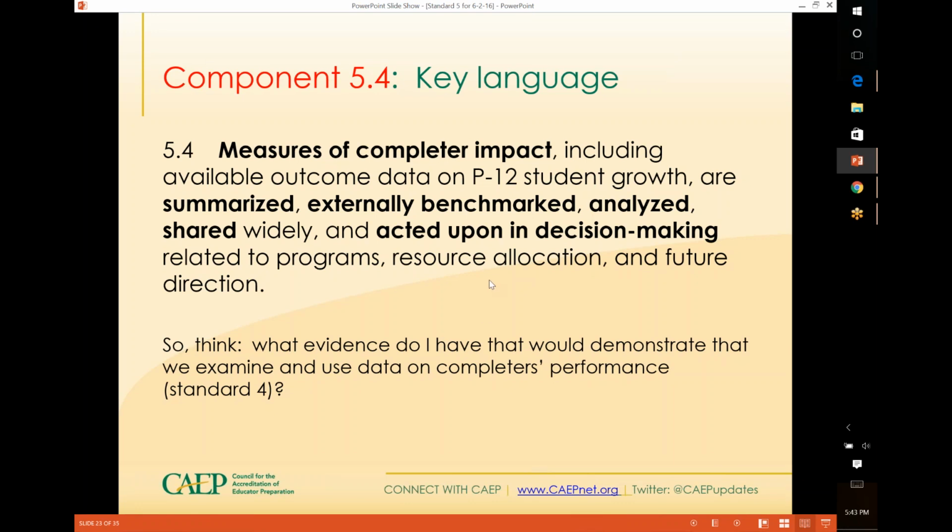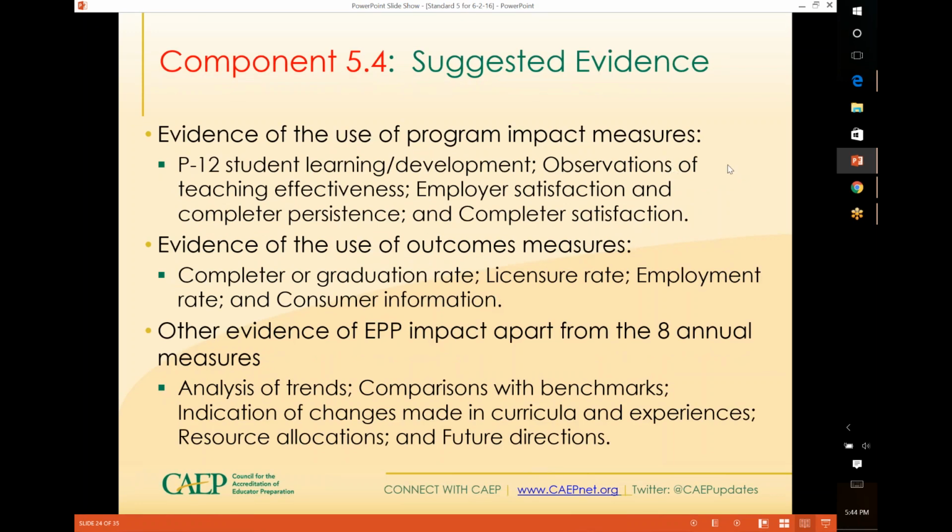So what evidence do you have that would demonstrate that you examine and use data on completer performance? Some of this may already be presented in your response and evidence collection for standard 4, in which case you want to link it to component 5.4. But in addition to doing that, there are other things you can do to provide evidence for meeting component 5.4. And that is the standard 4 evidence of using the data from program impact measures. So not just that you're collecting it, but that you're using it.